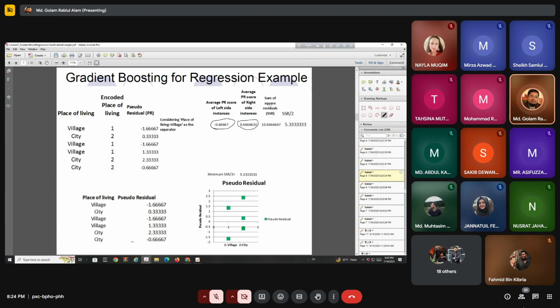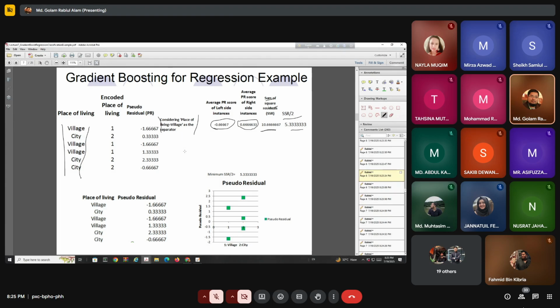Then considering this, if we determine the sum of square residuals, you will get 10.67, and then the sum of square residuals divided by 2 gives 5.33. So that means considering place of living equal village, we get the sum of square residuals by 2, that is 5.33. And as we can see, place of living has only two variable values, village and city. So only one splitter will be enough, because place of living equals city is kind of the mirror of our place of living equals village splitter. So no need to consider the mirrors.